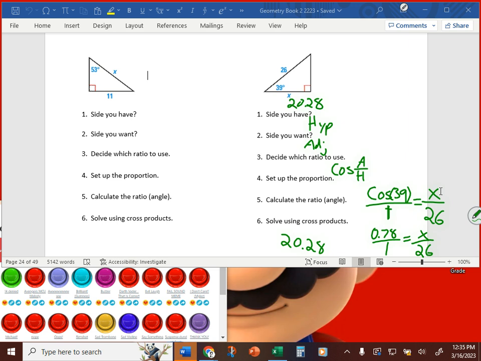Alexis: On the test, should we always round to like hundredths? Hundredths, please. Okay? Other questions on this?